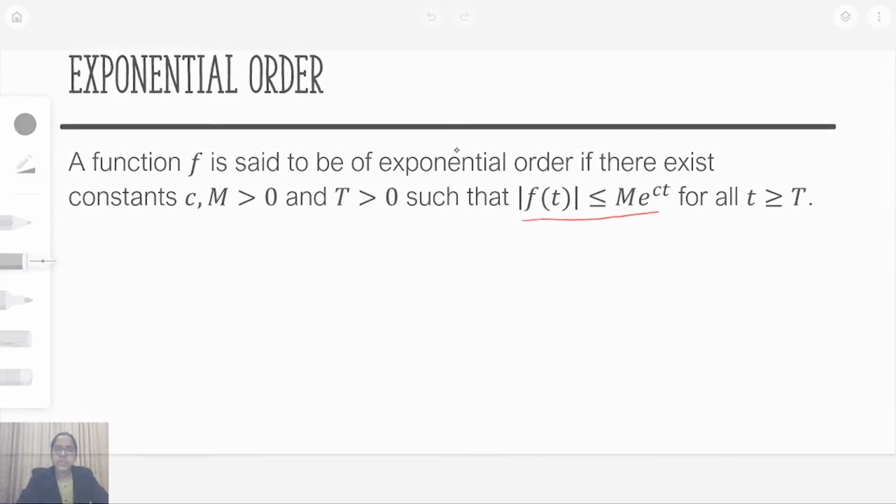So we'll just see a few examples of the functions which have exponential order and which do not have exponential order. If you consider f of t is equal to, say, t, then for c is equal to 1, we have t is less than e raised to t. That is clearly trivial. Modulus of t will be less than e raised to t.